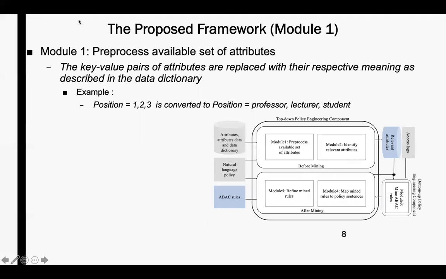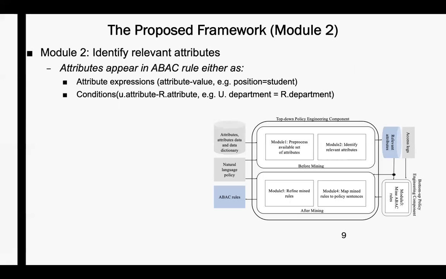Okay, now the first step of our framework is the pre-processing step. In this step, we convert the key value pairs to their actual meaning. Usually the key values are stored in a coded format. We convert them to their actual meaning, as you can see in this example. This is a very essential step in order to enable the next step, which is the selection of relevant attributes. Next, we select the set of relevant attributes. Now the question is, what are the relevant attributes to the expression of an ABAC rule?